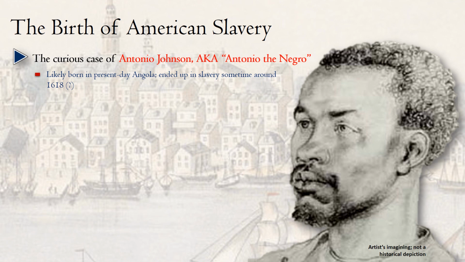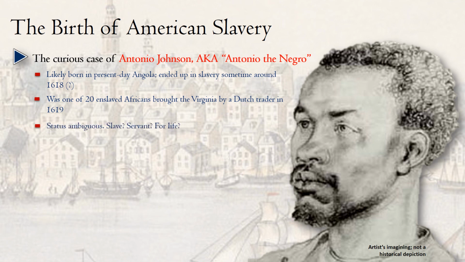So we see Antonio here, or Antonio the Negro. And that's not actually a picture of him to the right. That's an artist's imagining of the man. We don't know what he looked like. But he was born in what is today Angola. And for some reason, and we don't know, he ended up in slavery sometime around 1618. He was one of the first 20 enslaved Africans brought to Virginia by a Dutch trader in 1619. So he was among the first Africans to be delivered to the United States by a Dutch trader in Virginia.